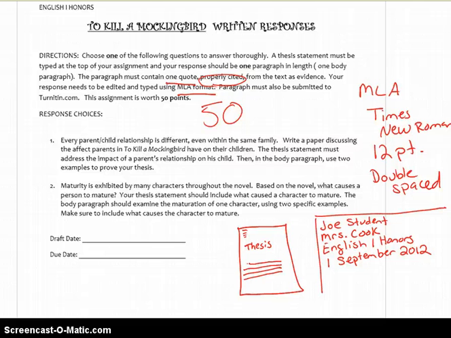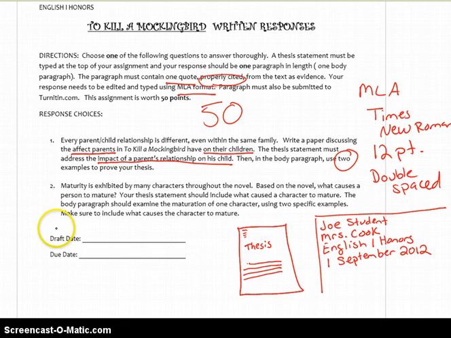The first is every parent-child relationship is different even within the same family. Write a paper discussing the effect parents in To Kill a Mockingbird have on their children. So we're looking at the effect parents have on their children. The thesis statement must address the impact of a parent's relationship on his child. Then in the body paragraph, use 2 examples to prove the thesis statement. My suggestion would be to only write on one parent instead of trying to have 2 different parent-child relationships in one paragraph. It's going to get really congested and it's difficult to prove your point that way.